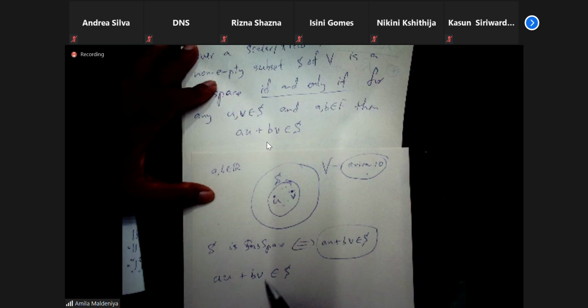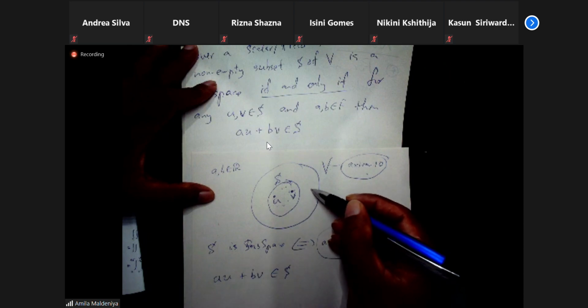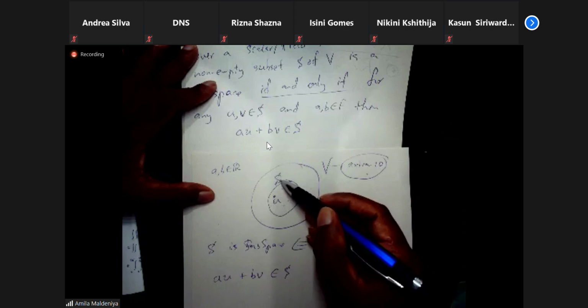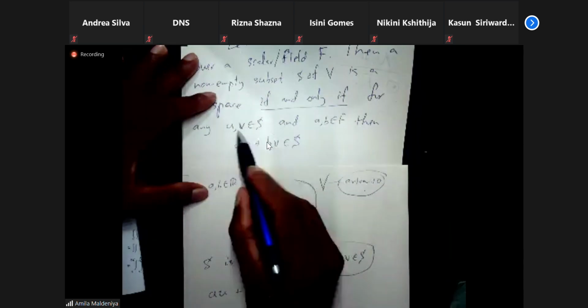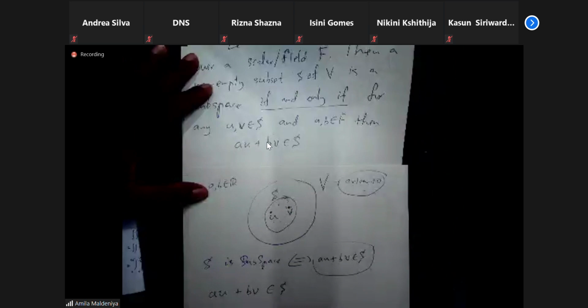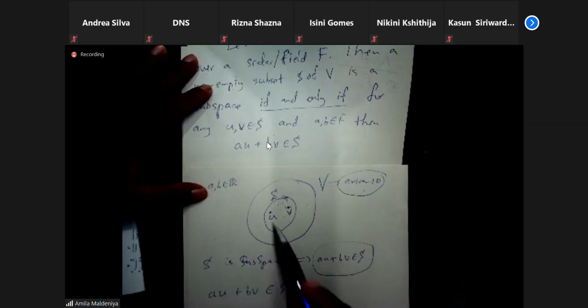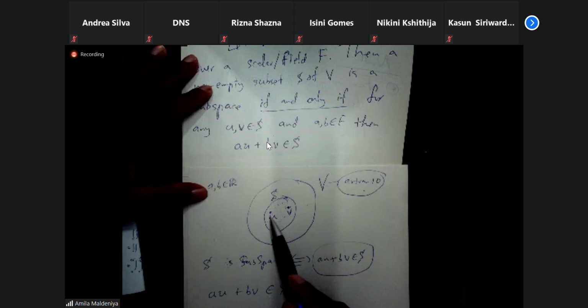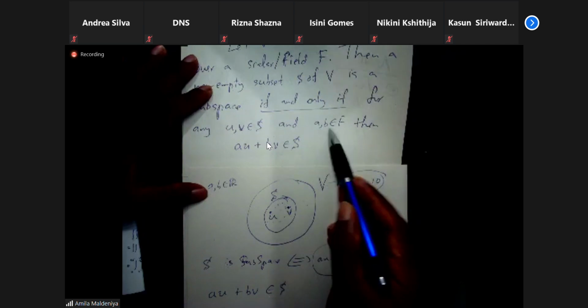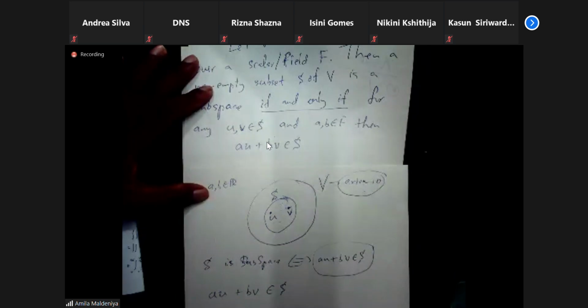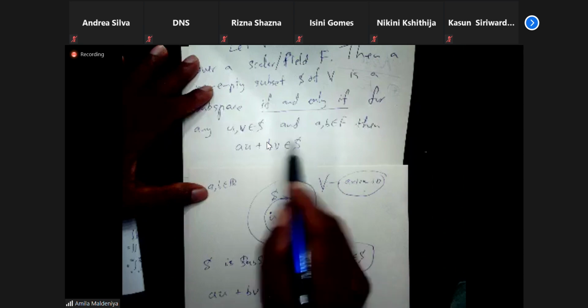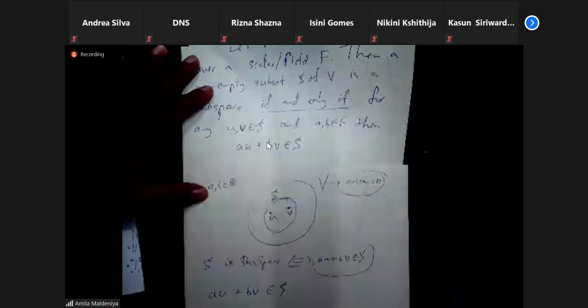Normally, this combination may be outside S. If it is outside S, we cannot call S a subspace. If it belongs to S, and this has to be true for any two vectors in the subset S and any two scalars, real or complex, then it's a vector space. So you don't need to prove all the 10 axioms.